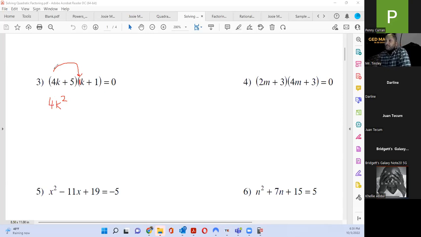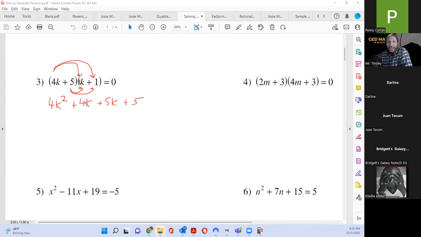4K times 1. What's 4K times 1? 4K. What are we going to do next? 5 times K. And what's 5 times K? 5K. And then what are we going to do last? 5 times 1, 5. Now remember, make sure you remember those signs. So you're not just putting 5K. You're putting plus 5K. You're putting plus 5. Because these are terms that we can combine.